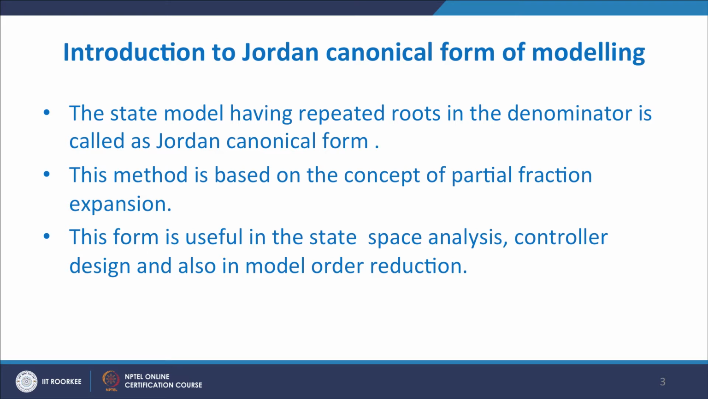See here, whenever we are learning any form, it has some applications. As I have told last time, the diagonal canonical form is useful in checking controllability and observability. So this type of form is also useful in checking controllability, observability, and also it is used in model order reduction technique. Last time I told what is model order reduction? A model which is of higher order can be reduced to a smaller size, and for that also this Jordan technique can be useful.